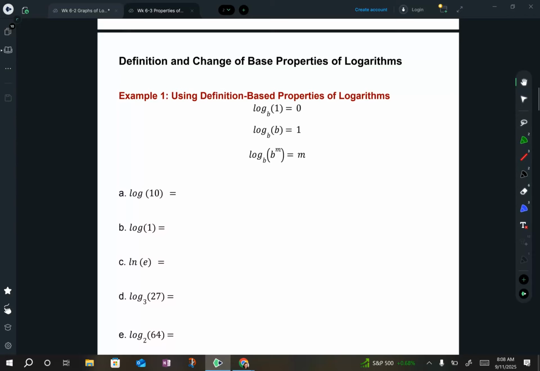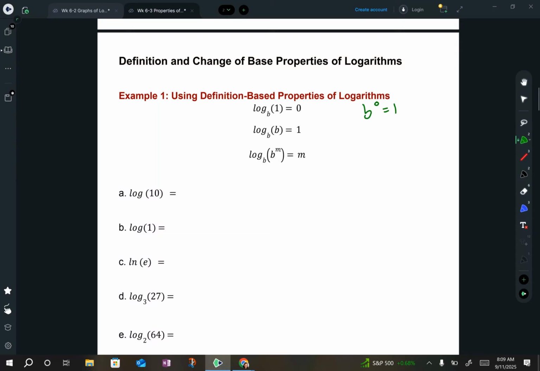The first one we're going to go into is using the definition properties of logarithms. So there's 3 definition-based properties, and they're called this just because using exponential form sort of explains why these properties all work. The first one says that log base b of 1 is 0, and this is always because any number to the 0 power is equal to 1. So that's why that property always works. It doesn't matter what the base is.